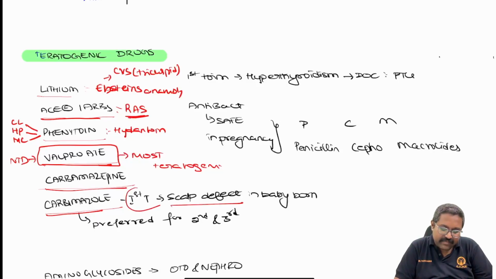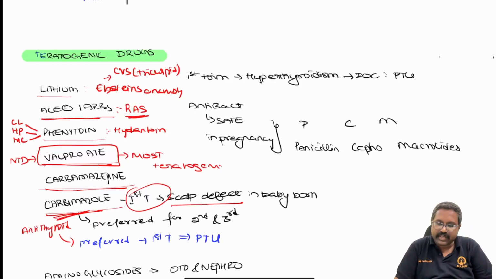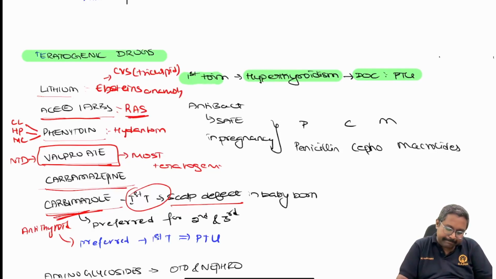like scalp defect if it is given in the first trimester of pregnancy. So carbimazole is not preferred. Carbimazole is an anti-thyroid drug. If you want to prefer an anti-thyroid drug, the preferred anti-thyroid drug in the first trimester will be propylthiouracil. So here you can see that. In the first trimester, if you want to treat hyperthyroidism, the drug of choice will be propylthiouracil.